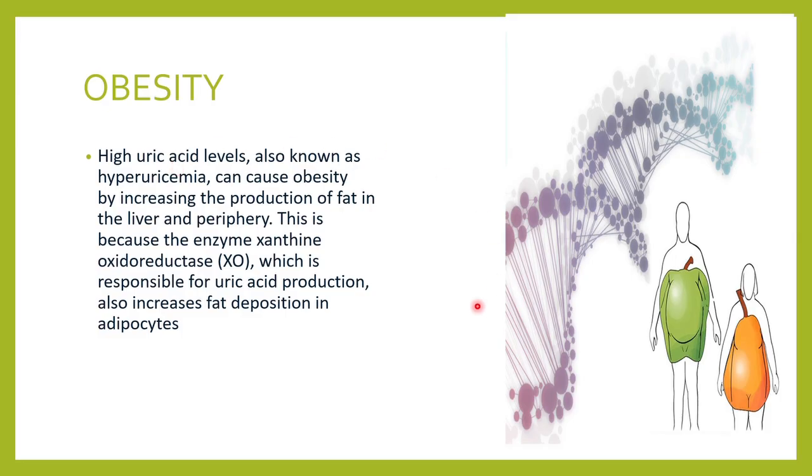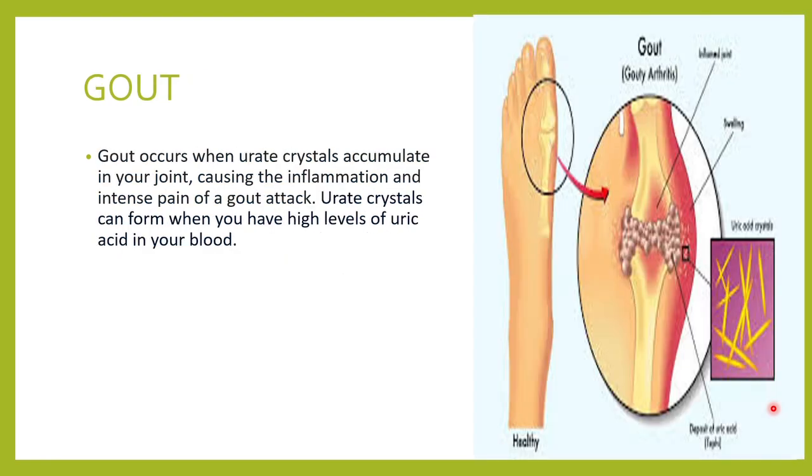So next would be obesity. High uric acid usually happens when we take purine rich food. So what does purine rich food usually include? Seafood, fatty food, beer. All these high fatty foods can themselves contribute to obesity. And also uric acid can increase the production of fat in the liver and in the periphery. This is because the enzyme xanthine oxidoreductase, which is responsible for uric acid production, also increases the deposition of fat in the adipocytes.